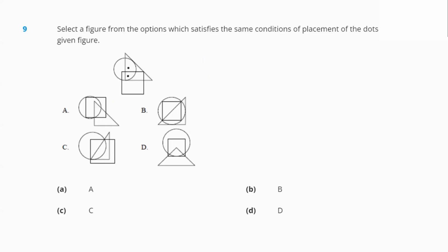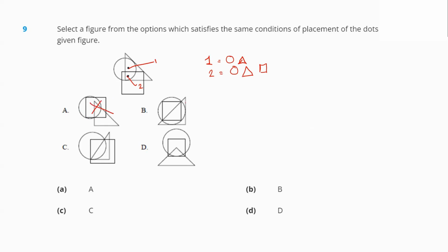Moving on to the next question. Select a figure from the options which satisfies the condition of placement of dots as in the given figure. So let's take this as dot 1, this as dot 2. In dot 1, there is a circle and a triangle. In dot 2, there is a circle, a triangle, and a square. Seeing the first condition, we can see that there is no place where we can put dot 1, that is a circle and a triangle.